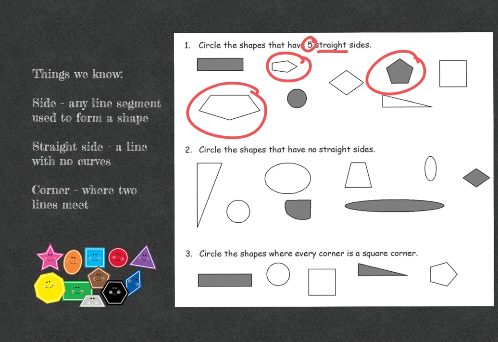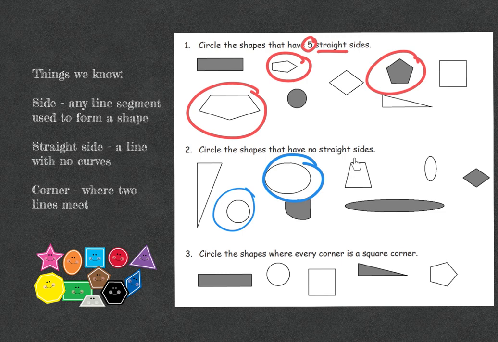Let's start number 2. Circle the shapes that have no straight sides. So this is almost the opposite as number 1. Here we have a triangle with straight sides. Here we have a circle with no straight sides. And another. This shape has a curve but also a straight side, so we would not be able to count this shape.